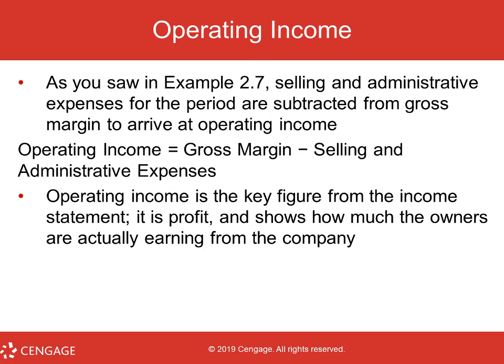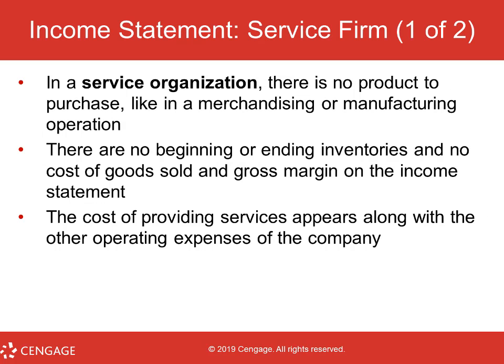From the income statement in the example, we saw that selling expenses and administrative expenses are subtracted from the gross margin to arrive at the operating income. This is important because this is the amount of money that the company is actually making. Even if a company has good gross margins, it might not be profitable if the selling expenses and administrative expenses are too high. Now let's look at a service organization.